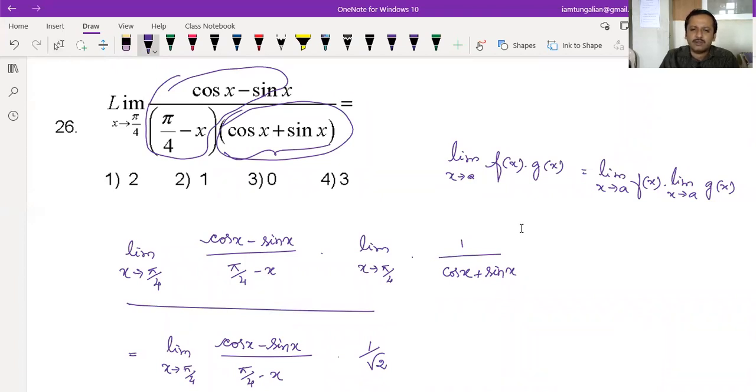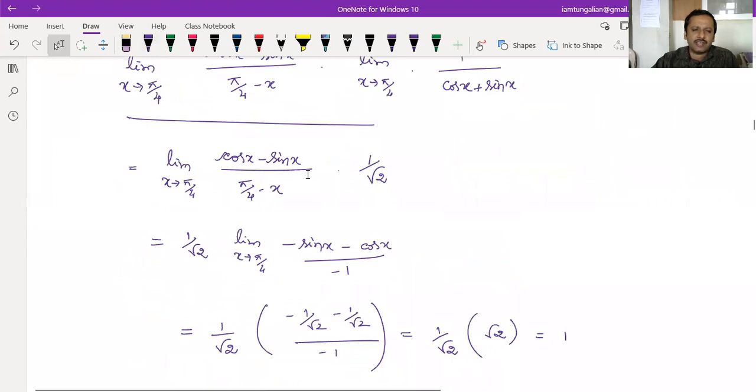Here if I apply, it is becoming 0 by 0, so I'll wait for one more step here. And here, if I apply, cos pi by 4 is 1 by root 2, sin pi by 4 also 1 by root 2. 1 by root 2 plus 1 by root 2 will give you 2 by root 2, which is root 2. So 1 by root 2. Now here it is 0 by 0, right? So this 1 by root 2 I have taken out.